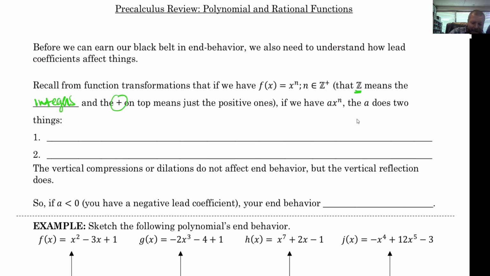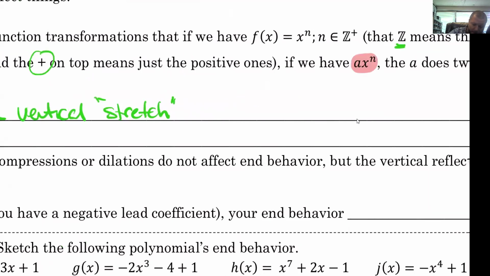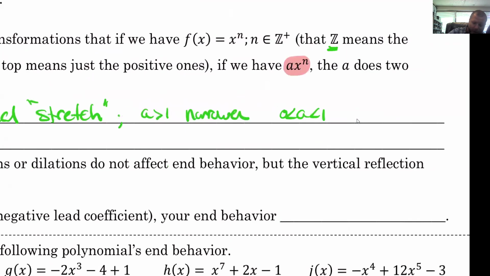If I have a times x raised to the nth power, where a is just some number, this a value does two things for us. Number one, it acts as a vertical stretch. We saw that if a was bigger than 1, we're going to get narrower. If a is between 0 and 1, we're going to get wider.